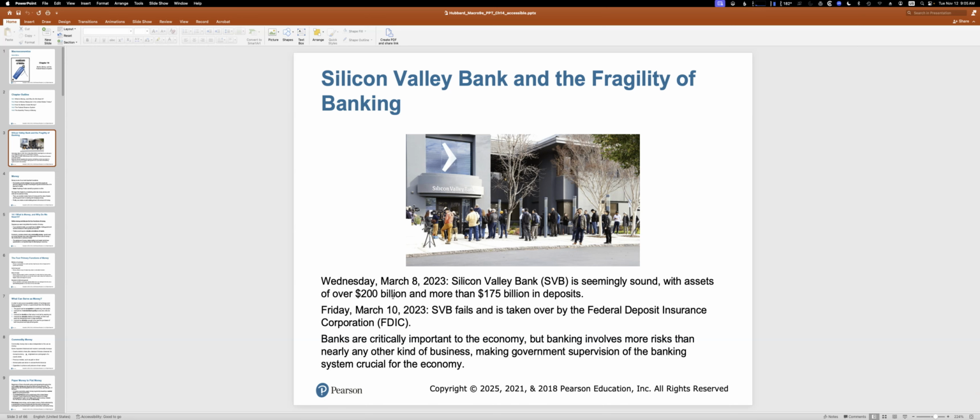What's the point of this slide? One, if you understood the story I just told you, that's great. But even if you didn't understand everything I just said, it does highlight what the title of this slide says, which is the fragility of banking. Banking is quite complicated and fragile and depends on a lot of things that move around.